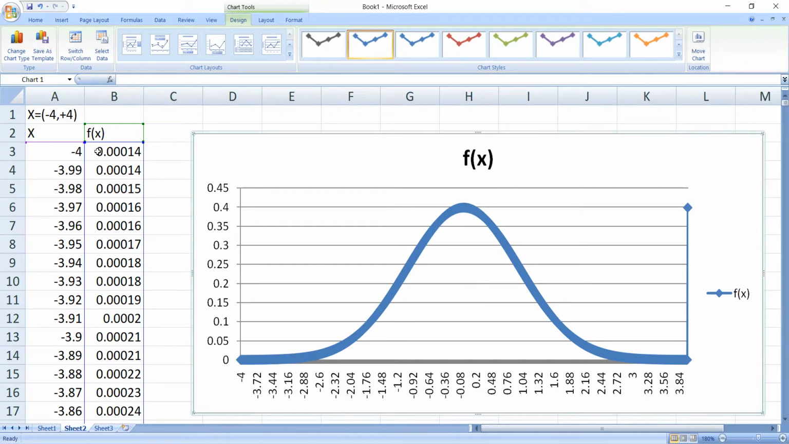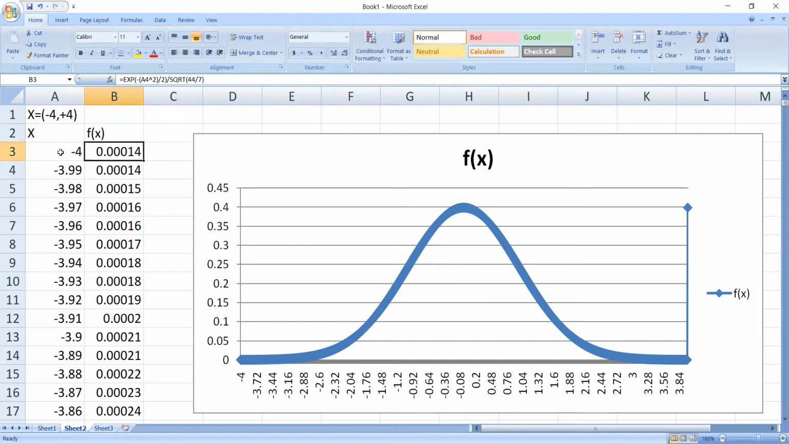And if you look into the values of f of x, when I have x as minus 4, the density is producing the value 0.0014, which is a number closer to 0, and it gradually increases as my x value also increases. So this exercise is helping us to understand the shape of the curve.